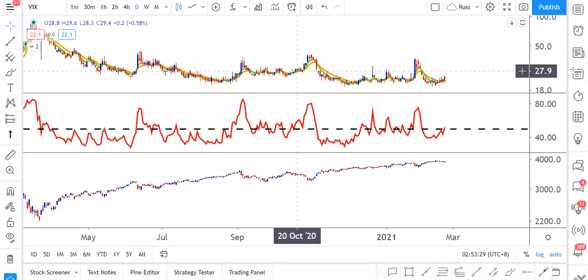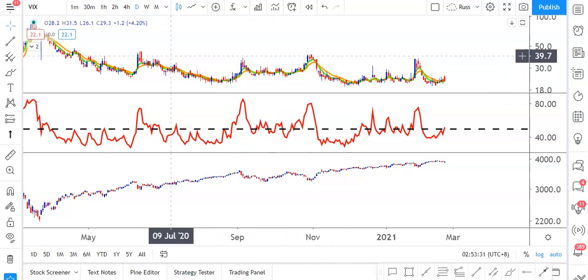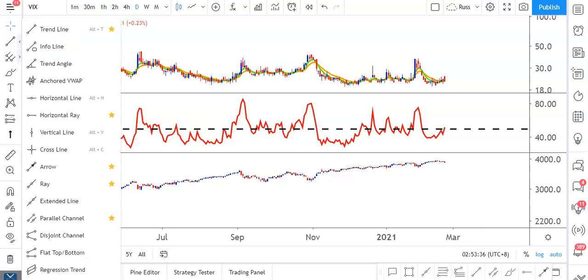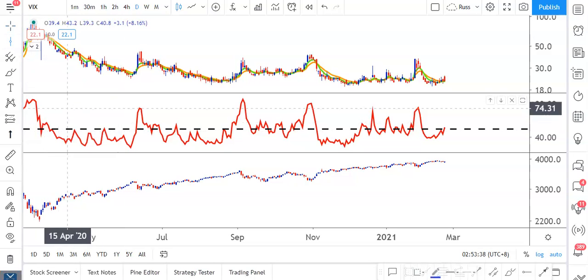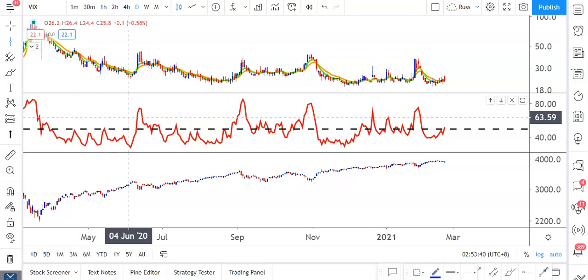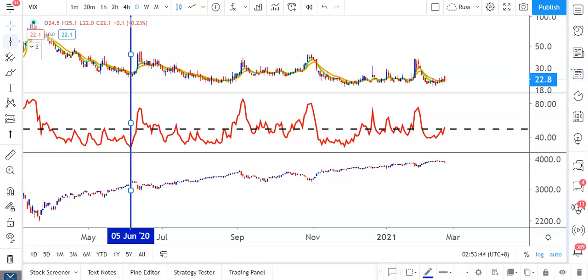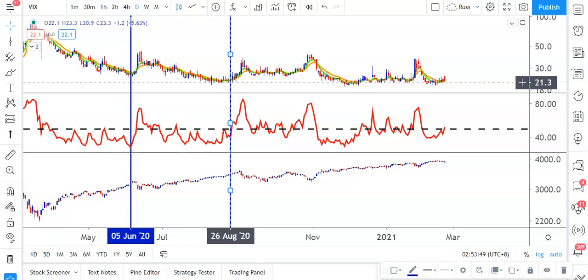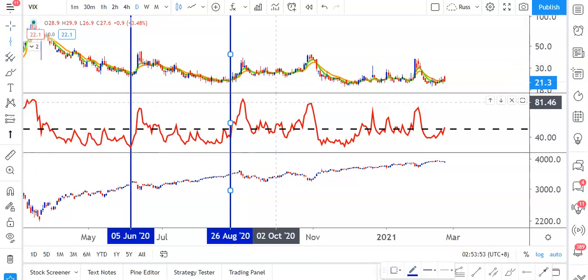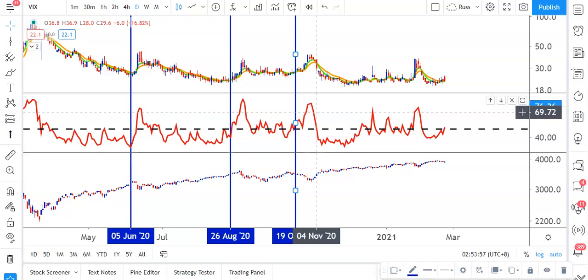Now, in the top chart over here, we have the actual VIX. I want to draw your attention to the following areas. I'm going to just introduce a vertical right over here. I'm going to introduce another vertical round about here. I'm going to introduce a third vertical just over here.